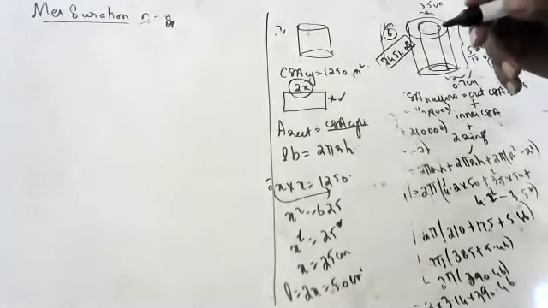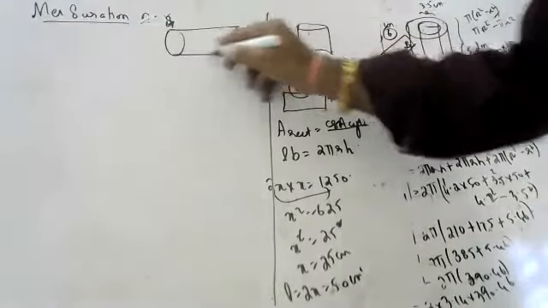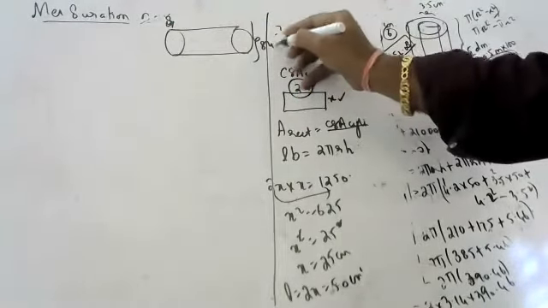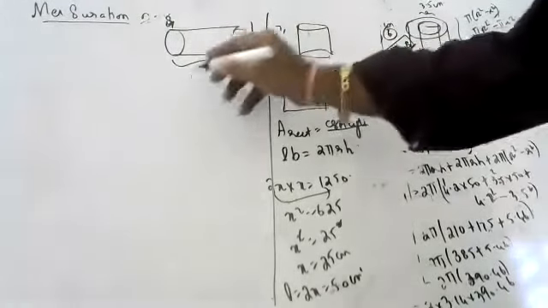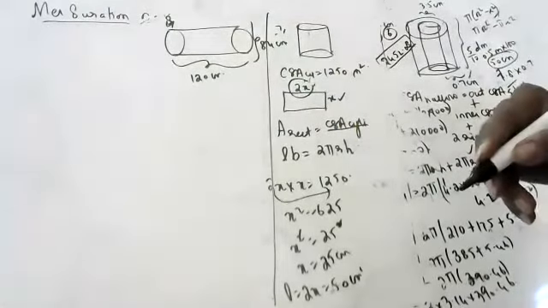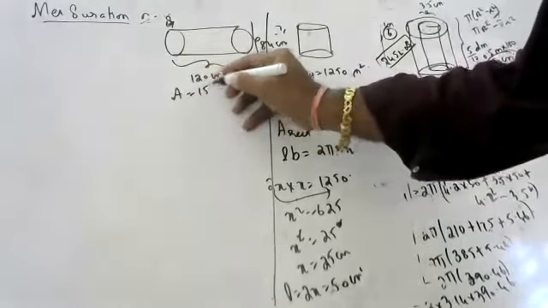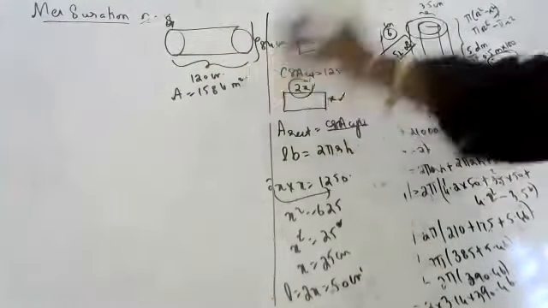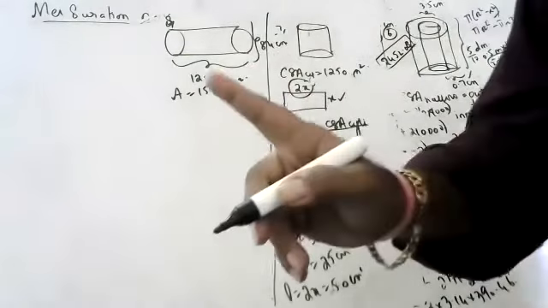Diameter and length of the roller are 84 centimeters and 120 centimeters respectively. In how many revolutions can it cover the area of 1584 meters square? So one rotation is equal to what? One rotation of cylinder is equal to 1 CSA.